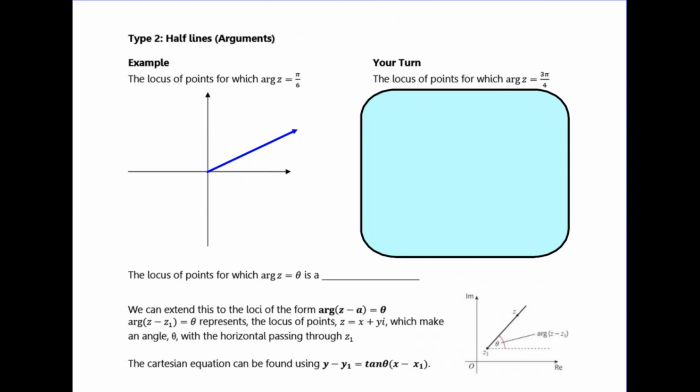It's a half-line because it doesn't extend past the origin. Complex numbers to the left of the origin would not have argument pi/6. It's only these ones here. You don't need an arrow on if you don't want to. This angle in here, measured from the positive real axis, is pi/6. Please draw the u-try one. I'll reveal the answer in a second.